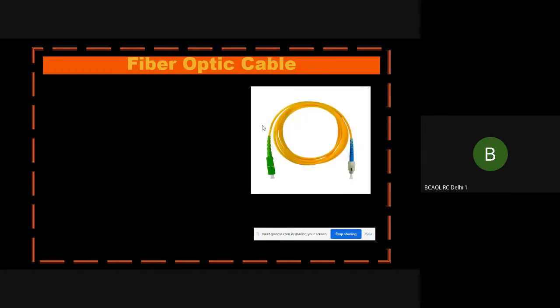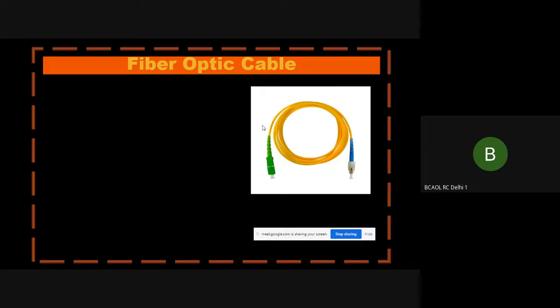Right. So these three were copper wires. That is your coaxial, shielded twisted pair, unshielded twisted pair. And the maximum distance can be covered through the coaxial cable, right? And that was used in your cable networks earlier, right?